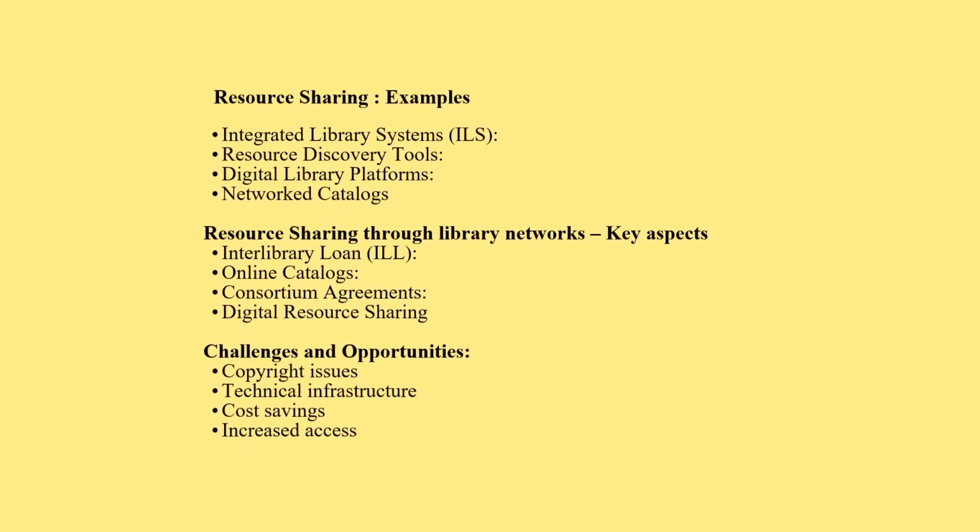So friends, library tools and resource sharing examples: integrated library systems, and resource discovery tools, platforms that allow users to search multiple library catalogs. Digital library platforms, online platforms for hosting and accessing digital content, enabling sharing of ebooks and other materials. Network catalogs, online catalogs. So the key aspects are interlibrary loan, online catalog, consortium agreement and digital resource sharing.